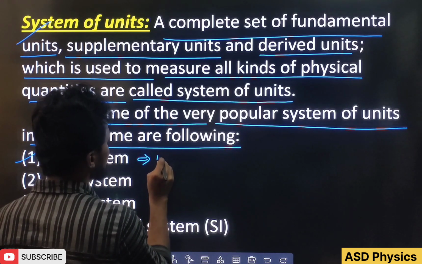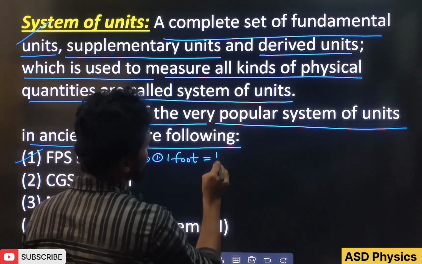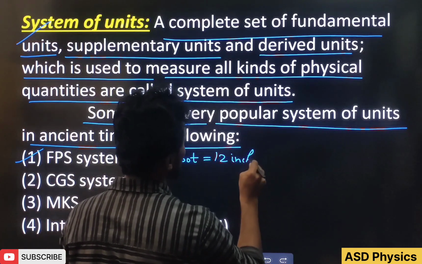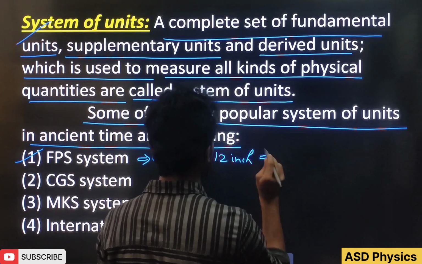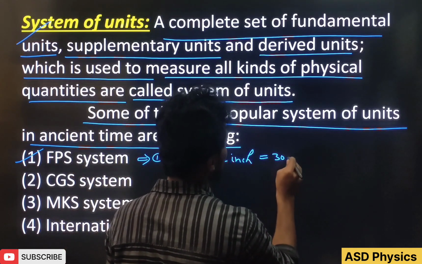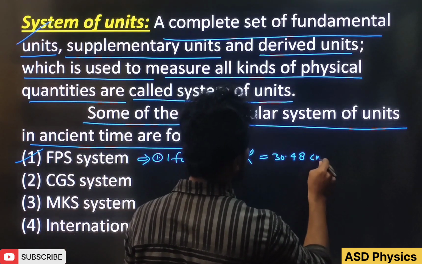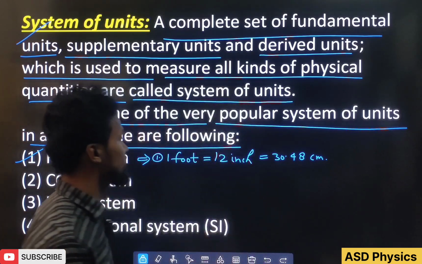One thing here. If I write here the 1 foot, very very important, 12 inches. This one we used in construction and all that. After that, students, if I talk here, how many centimeters are there? So remember that this is used to be 30.48 centimeter. What I'm telling you, students, this is the 30.48 centimeter.